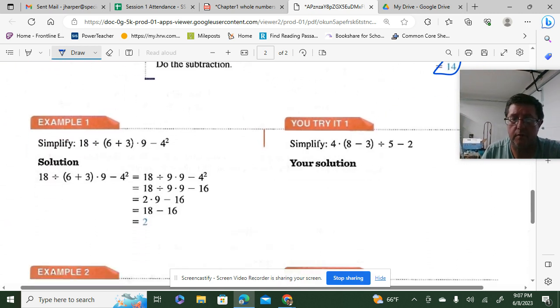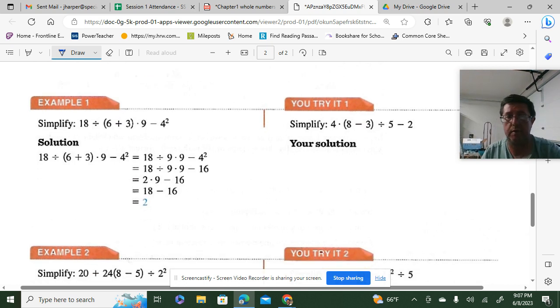My mom could never do a problem like that. She could do it with a calculator, but... Okay. Somebody just honked out there.